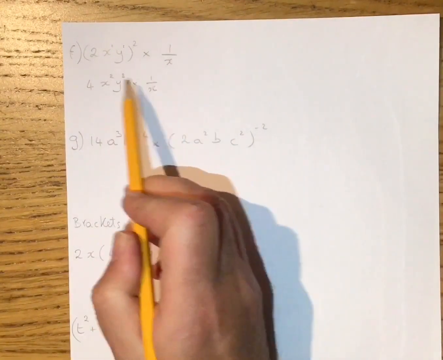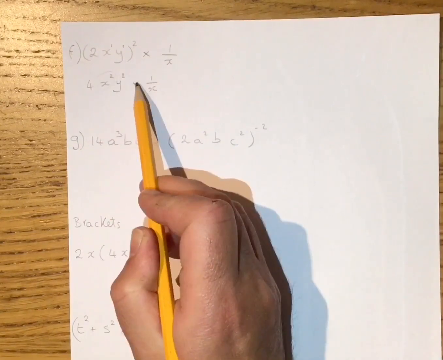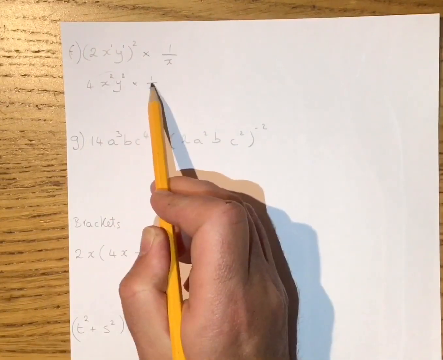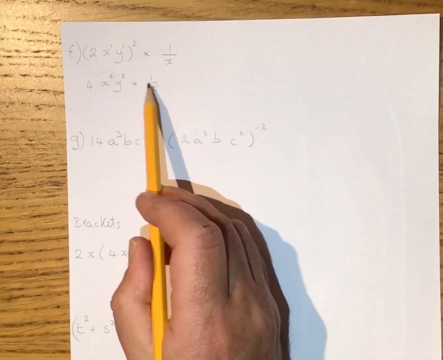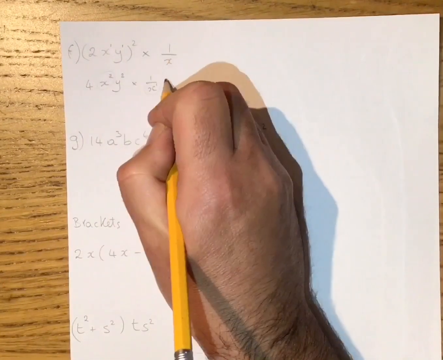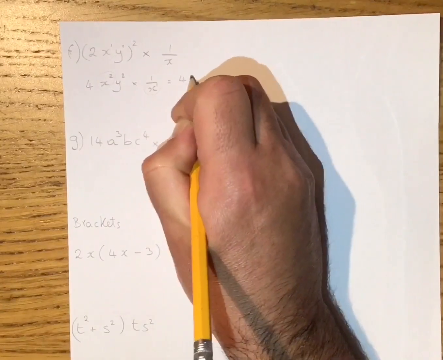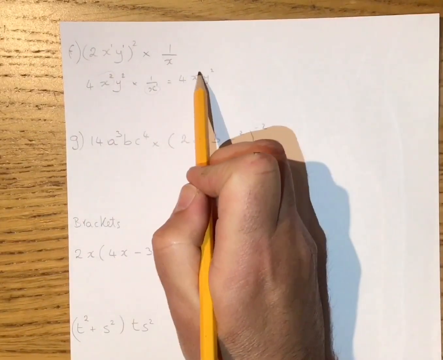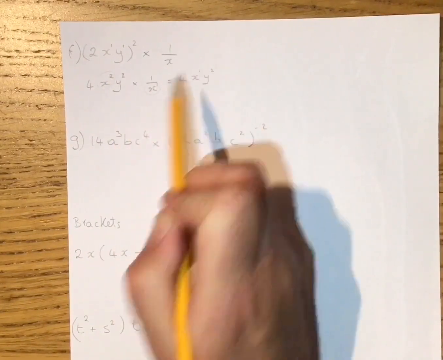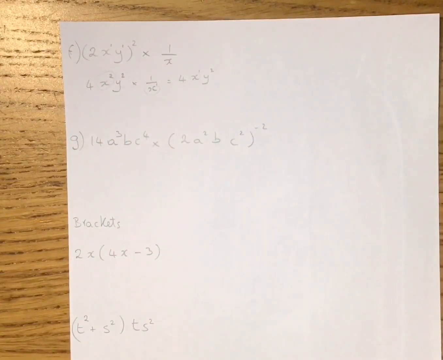Now, x squared times 1 over x is divided by x to the power 1, so we take away the powers: 2 take away 1 is 1. So the final answer is 4x to the power 1, because 2 minus 1 is 1, y squared.